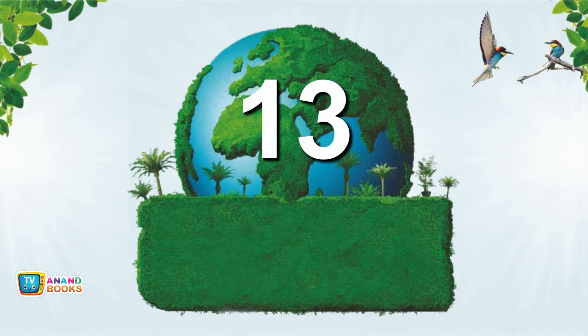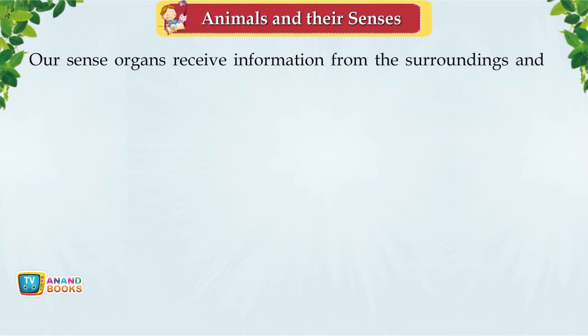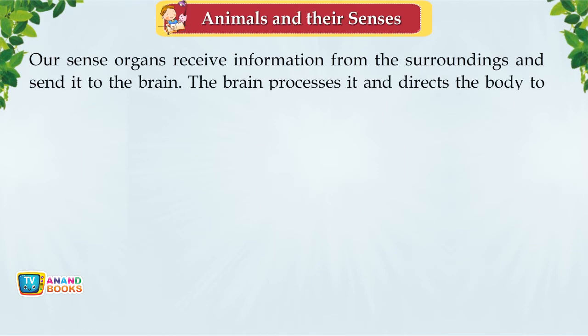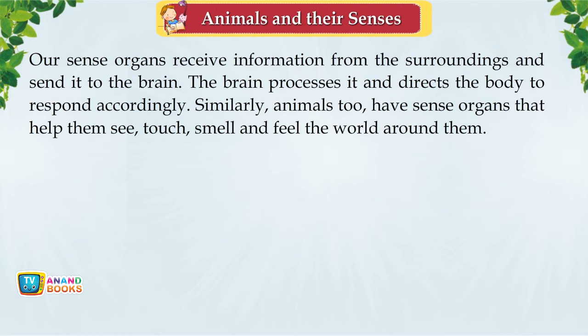Chapter 13. Animals and their senses. Our sense organs receive information from the surroundings and send it to the brain. The brain processes it and directs the body to respond accordingly. Similarly, animals too have sense organs that help them see, touch, smell and feel the world around them.